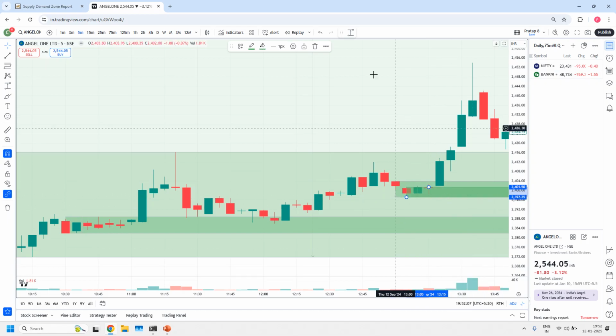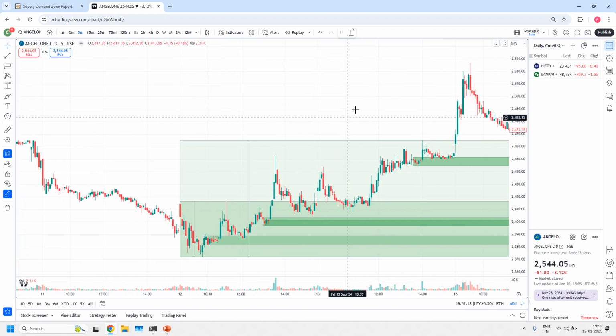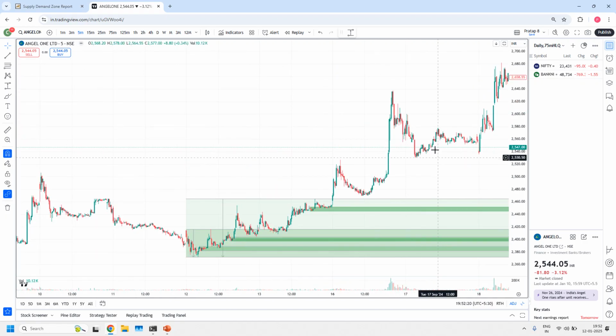Demand zone, dark color I am giving. Is it tested? It is yet to be tested. Of course, up to here it is already tested, but the actual order flow, maybe it may work. Nothing wrong in trying this order flow.